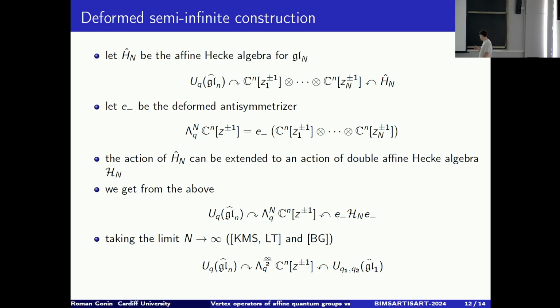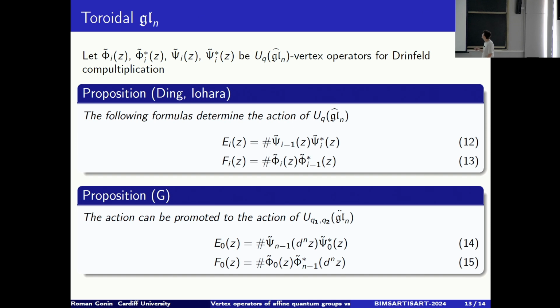Okay, so yeah. It appears that these intertwiners are building blocks for the action of toroidal algebras. Now this is a story for the Drinfeld comultiplication, and it's a theorem, but I call it a proposition because it's technically very easy.